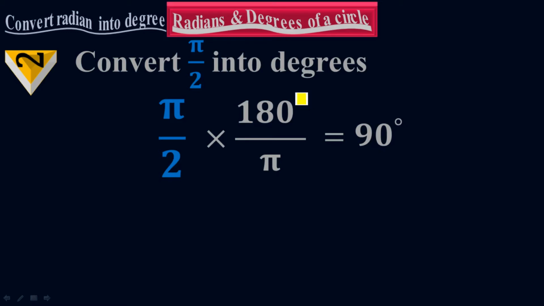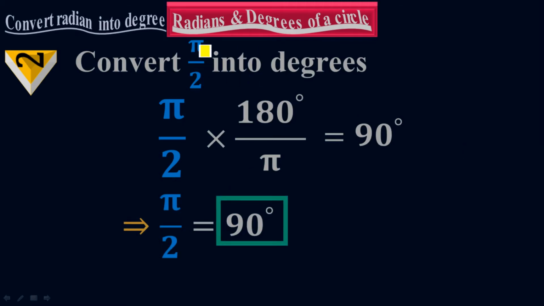But don't forget this degree. There is a degree sign. So I will have 90 degrees, not simply 90. Therefore, I can say that pi over 2 equals 90 degrees. This is the answer. We converted pi over 2 into degrees, which is 90 degrees. Pi over 2 in radians in a circle equals 90 in degrees.